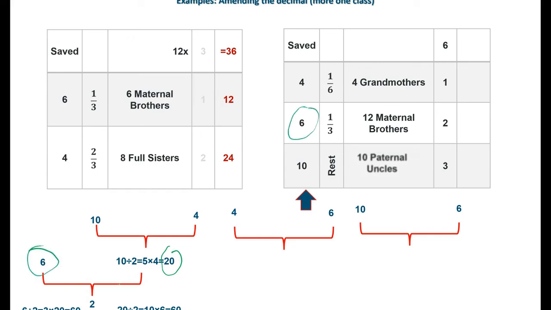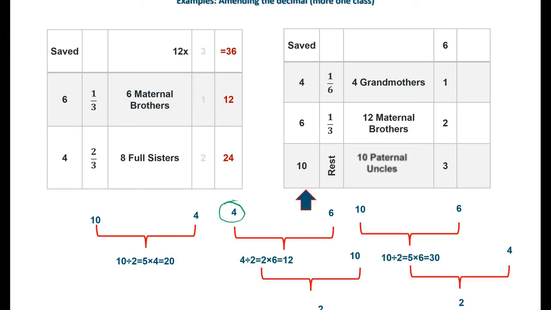So 6 and 20, what's the relationship between 6 and 20? They have a common number that can divide them both, which is 2. So we divide one of them and times the result with the other. 6 divided by 2 equals 3. 3 times 20 equals 60. Or if we do the opposite, we do 20 divided by 2 equals 10. 10 times 6 equals 60 as well.